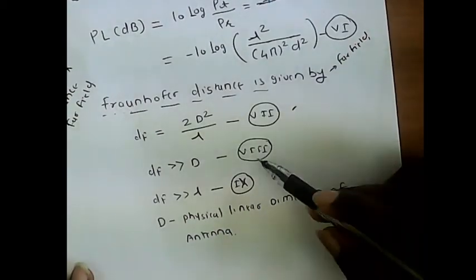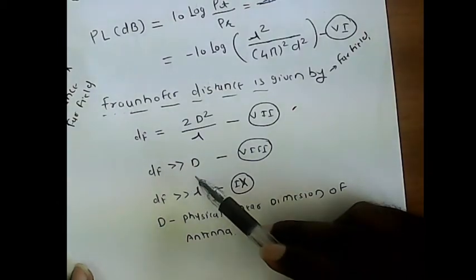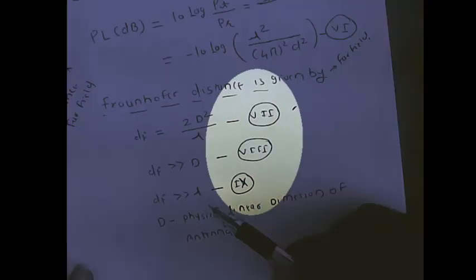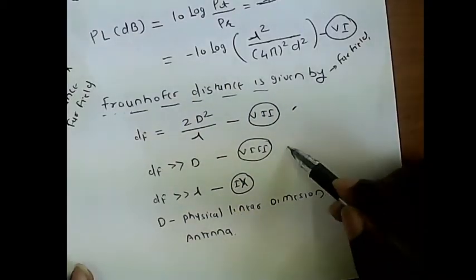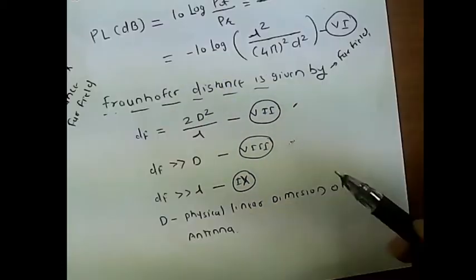And there are some assumptions. d_f is much greater than or equal to D, or d_f is much greater than the wavelength. This is an assumption which will be used when we solve some numericals.